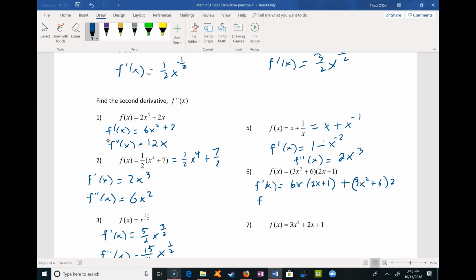So now I think I am going to multiply this out. So notice this is just the first derivative still. That would be 6. No, it wouldn't. It would be 12x squared plus 6x plus 6x squared plus 12. Now if I take the second derivative of that, I get 24x plus 6 plus 12x. Of course, I could add those two things together, and I get 36x plus 6.